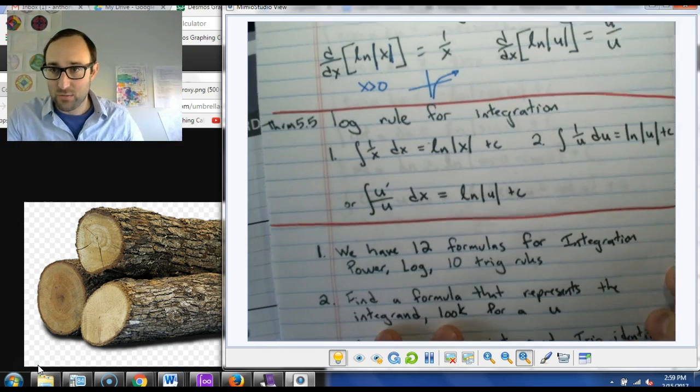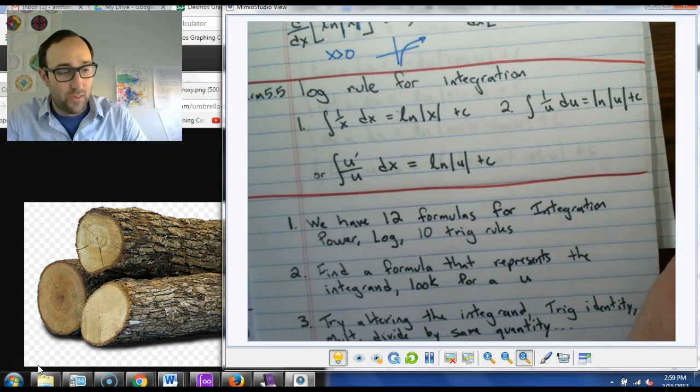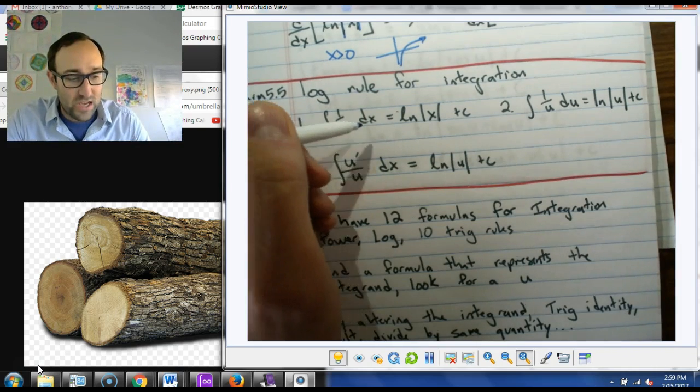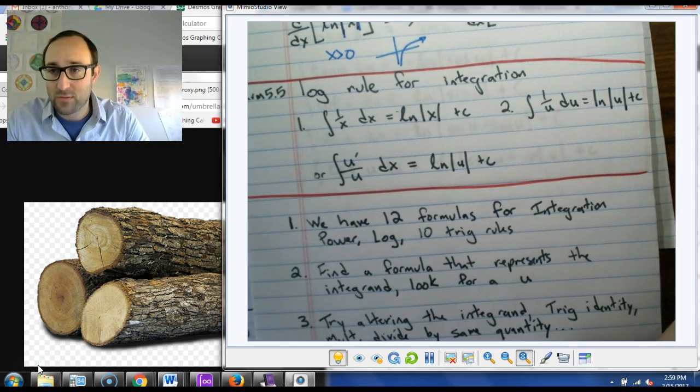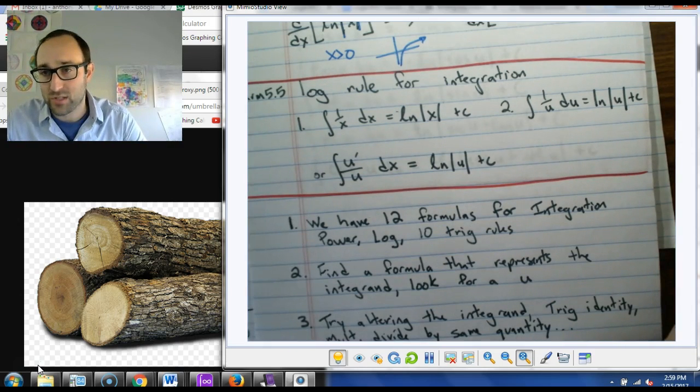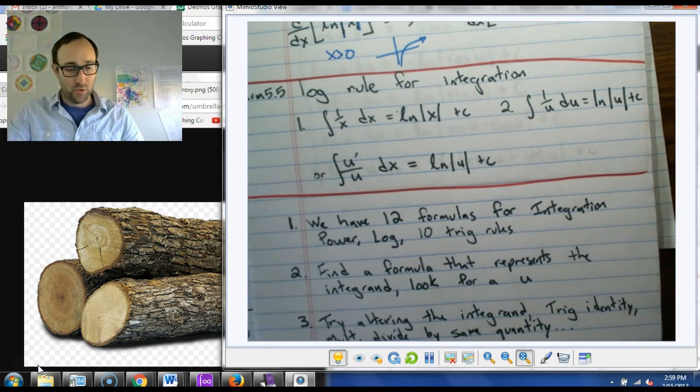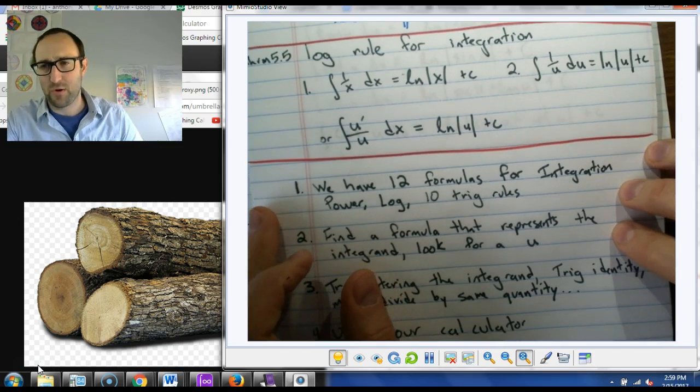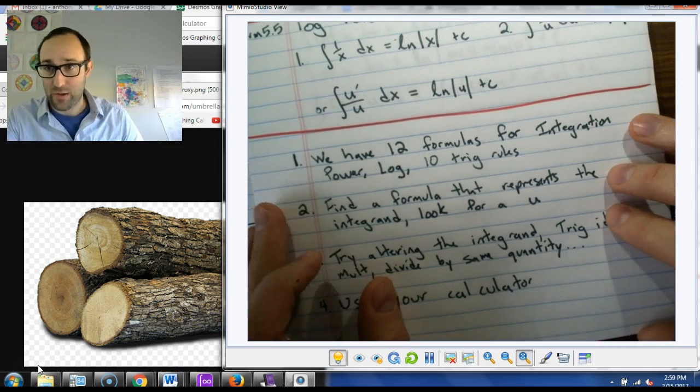Okay, so here are some log rules for integration. The integral of 1 over x dx is the same as the natural log of the absolute value of x plus c. The integral of 1 over u du equals the natural log of the absolute value of u plus c, or we could say the integral of u prime over u dx equals the natural log of u plus c. Great, so those are the rules. I'm sure that you probably know them already, but officially now you have them.